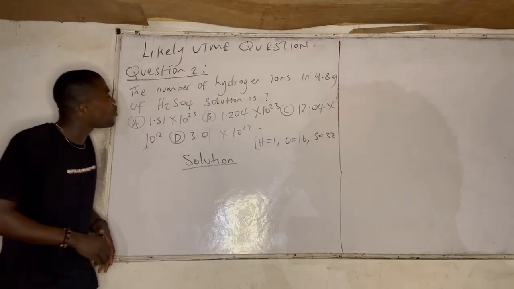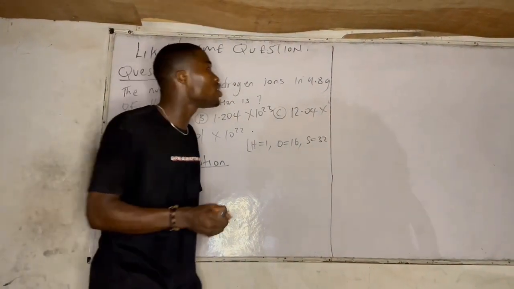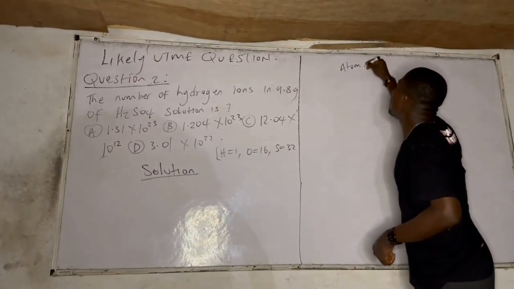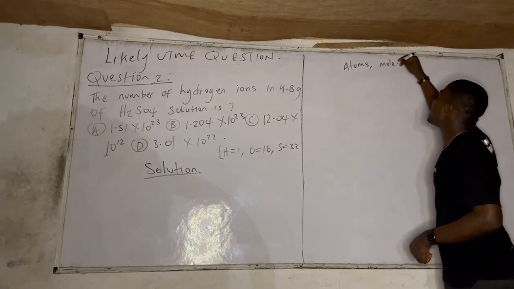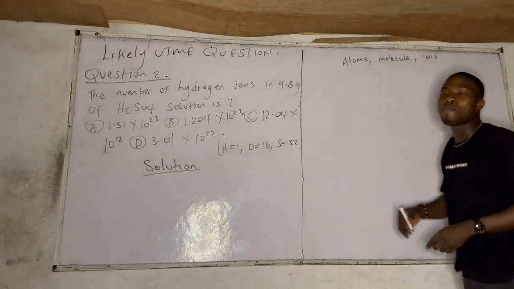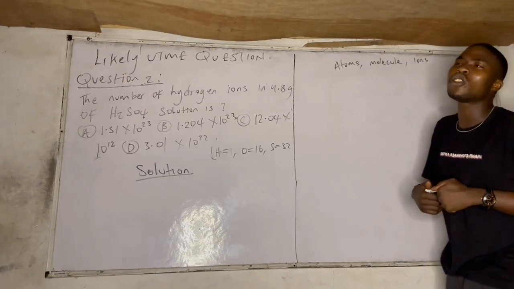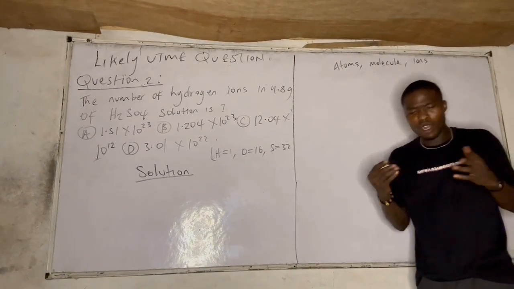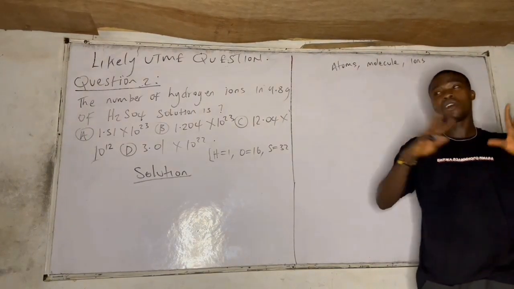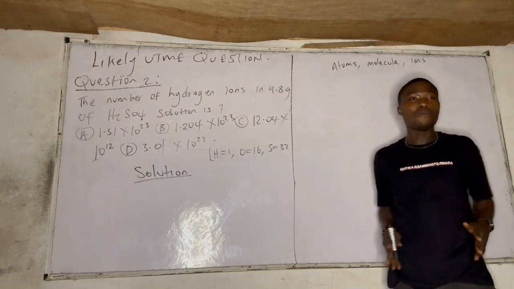Looking at the question very well, anytime they ask you for the number of a particle, what are particles? Particles are usually atoms, molecules, and ions. So what does it mean to be a particle? Everything you call matter has a smaller part called elements. So the smallest part of everything called matter is an element.